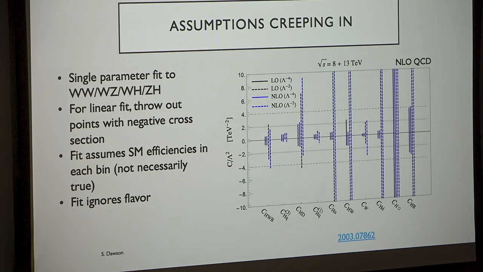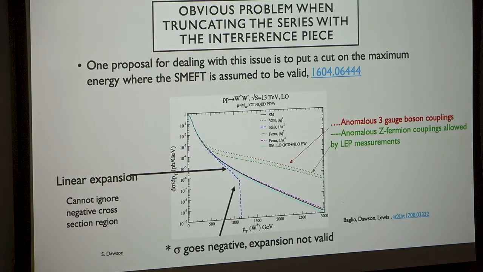Yes? The question is, how many terms am I including? I am including the full amp squared. So it's the standard model plus dim6 quantity, absolute value squared.